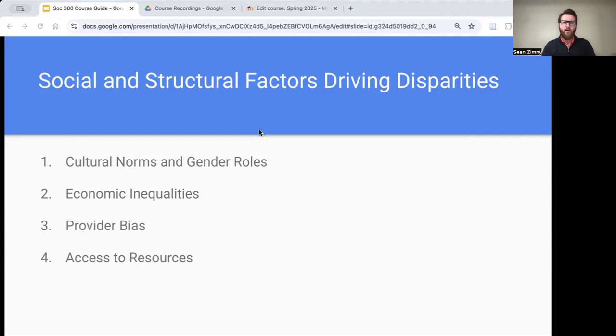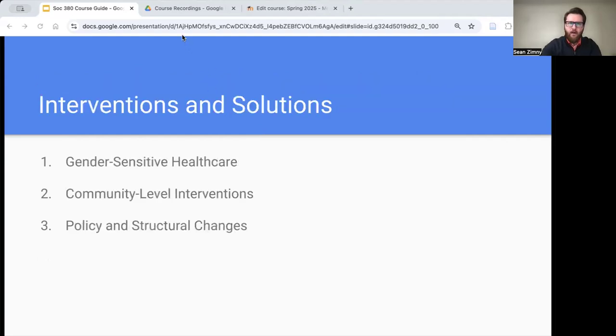Finally, there, number 4, under the social and structural factors driving disparities, access to resources. So structural barriers such as the lack of childcare or inflexible work schedules or transportation issues, these things disproportionately affect a woman's ability to access healthcare. Men in rural areas or traditionally masculine industries, things like construction and manufacturing, may face similar barriers as well. So again, access to resources also incredibly important. Just like the last slide quickly before we have one more, but just really a last slide and then a couple of reminders. Interventions and solutions.